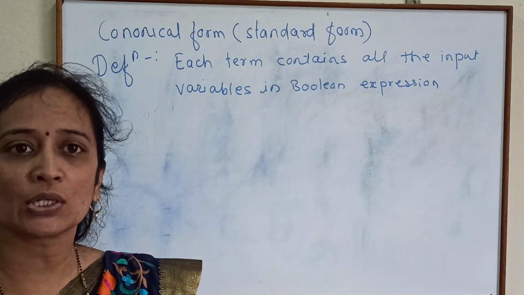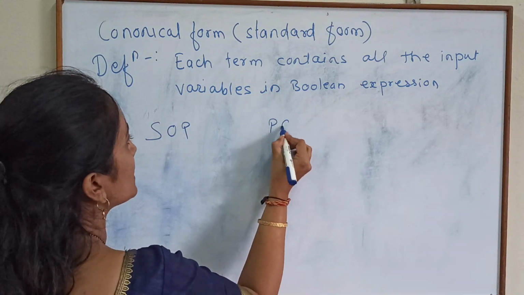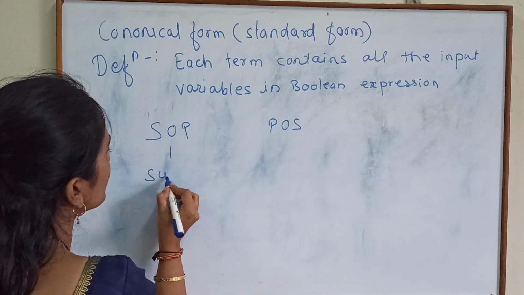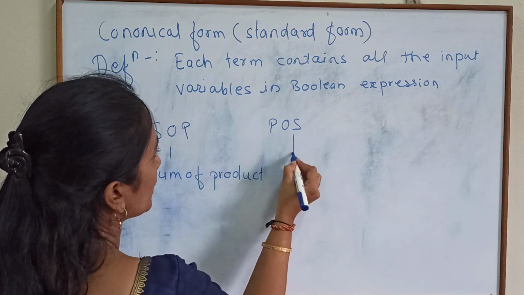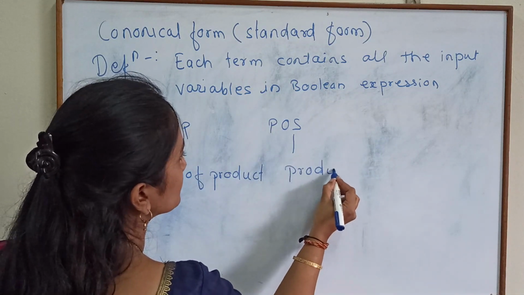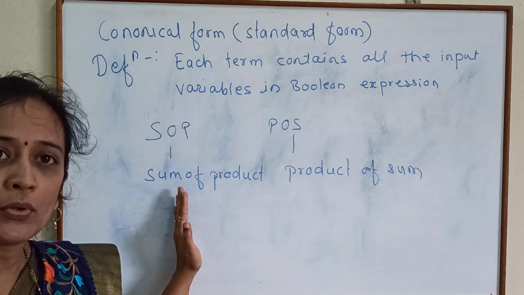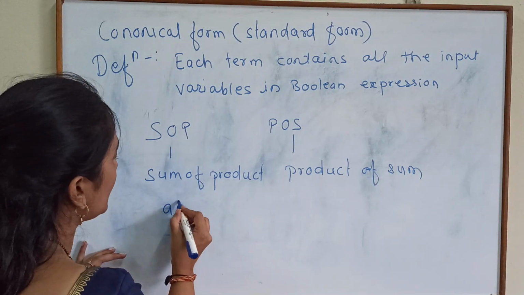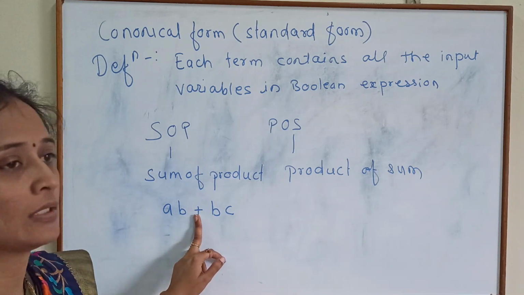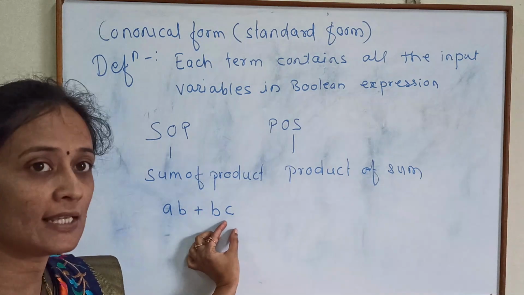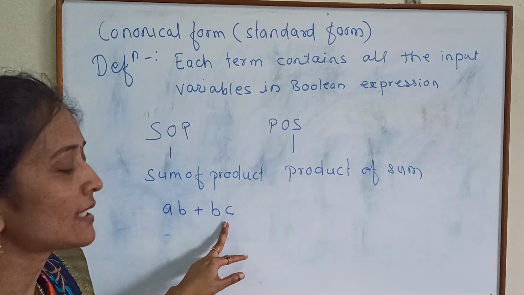Now for Boolean expressions there are two types, SOP and POS. SOP is sum of product and POS is product of sum. What is sum of product? If I write AB plus BC, this is what? This is sum of what? AB and BC, and again AB is product, BC is product, therefore it is called as a sum of product.